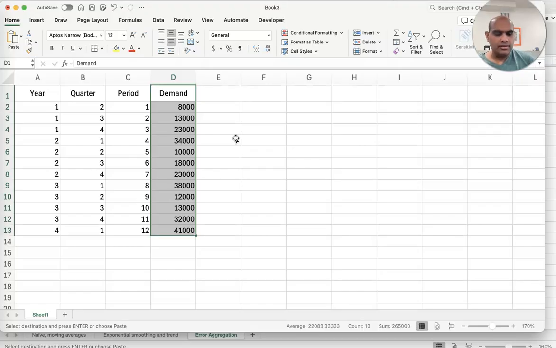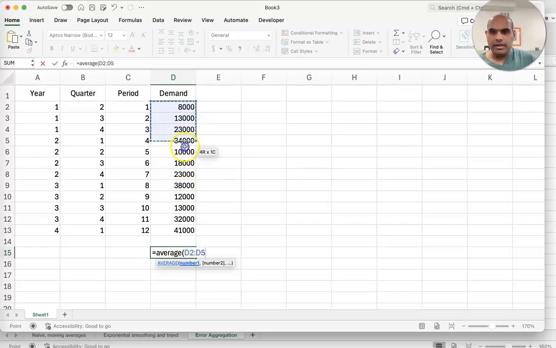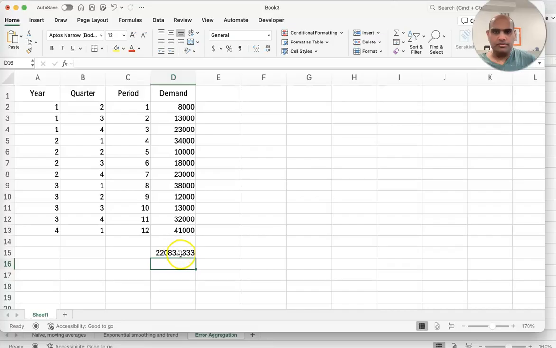To figure out seasonality in the data, we first find the total average demand. You look at all the demand that you had and average it out. That's the total average demand. I'm just going to get rid of the decimal places, I don't need them.